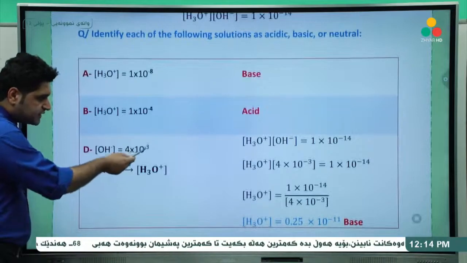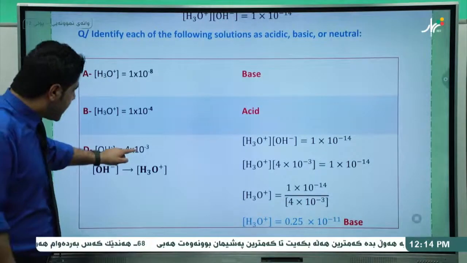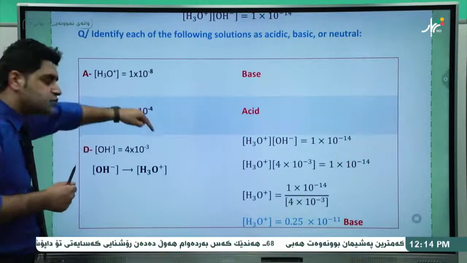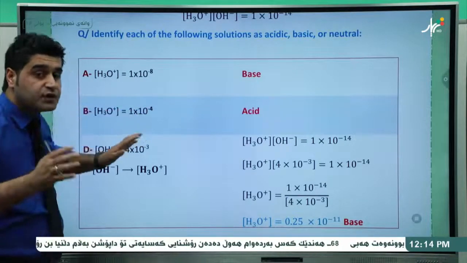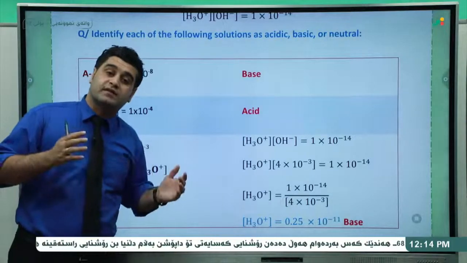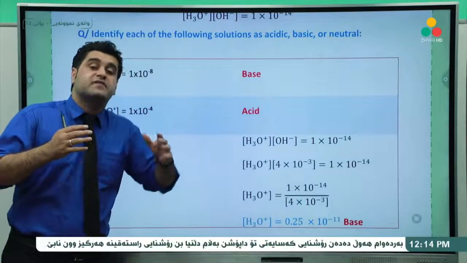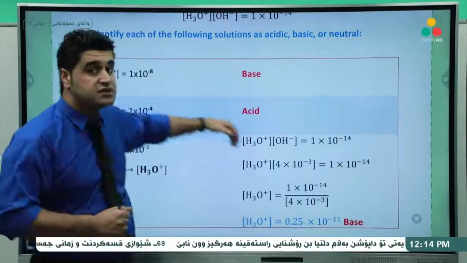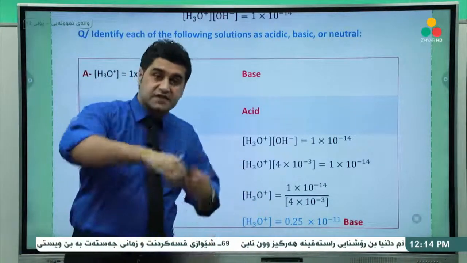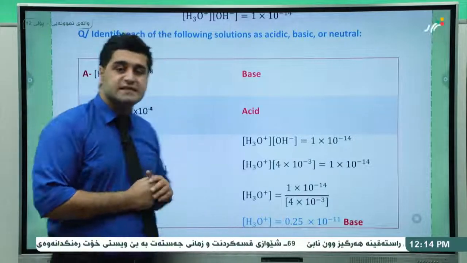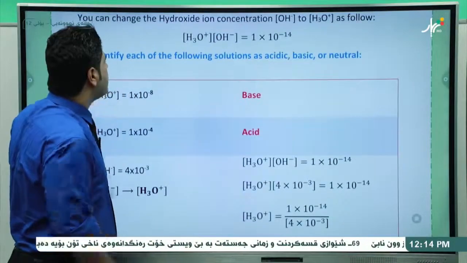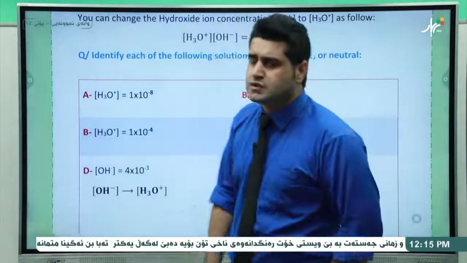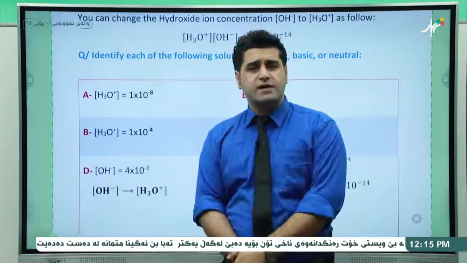It is bigger than 1 times 10 to the negative 7. Oh, it's acid. No. It's hydroxide. We need to convert it to hydronium ion, then decide. Look, that's why I'm worried about that. You have to convert your information to the hydronium ion concentration if it's not. Then decide that the solution is acid or base. How can we convert hydroxide into hydronium? Teacher, how can we do that?